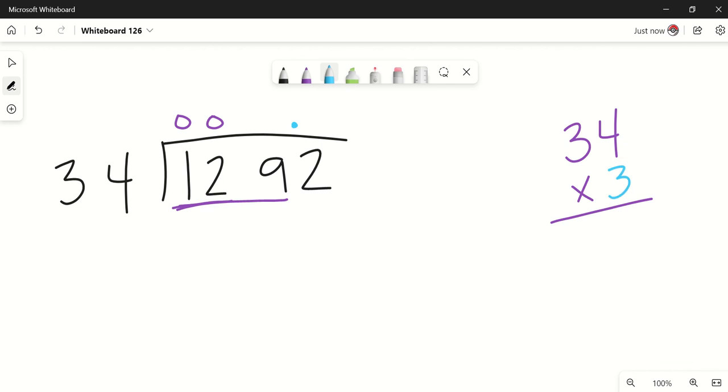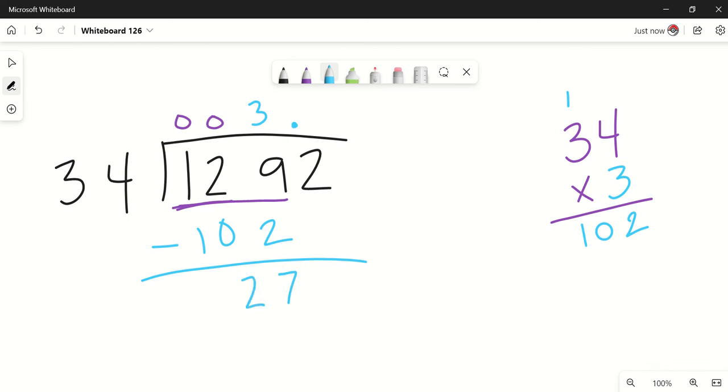3 times 4 will be 12. 3 times 3 is 9, plus the 1. So it'll go in 3 times. That'll be 102. Subtract. 9 minus 2 will give me 7. 2 minus 0 will give me 2. 1 minus 1 will give me 0. And I will bring down my next number, 272.